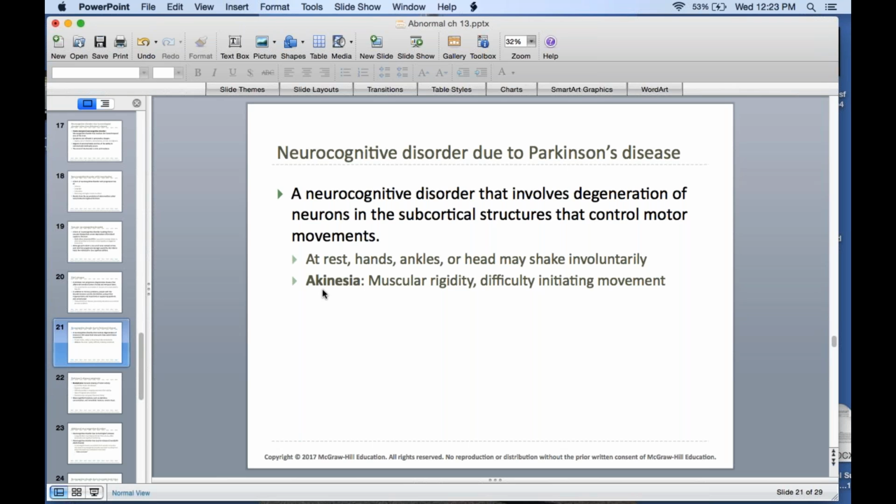Now, at rest, your hands, ankles, or head may shake involuntarily. There's also what we call akinesia. You should recognize this kind of word from kinesiology, if you want to break down words to remember them. This is muscle rigidity. It's difficult initiating a movement. So somebody thinks about wanting to move their arm and they think about it and they think about it and they have to really put some effort into it and then it happens. And while reaching out, they may shake. Medication is supposed to help with that stuff, but it still causes daily problems, obviously.